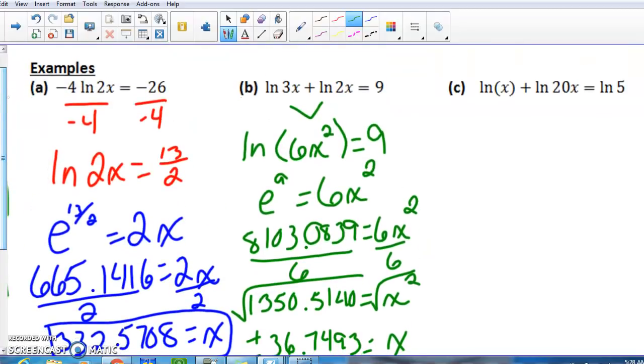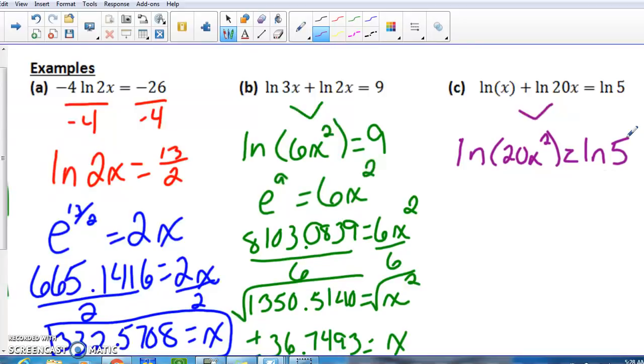Okay? And then that last one you see there, again, there's properties to combine on the left-hand side. I can condense these into one by using my properties of logs. This says addition, so this means I'm going to multiply. So I'm going to have the ln of 20x squared equals the ln of 5.